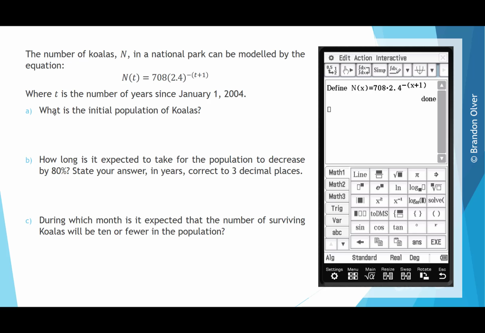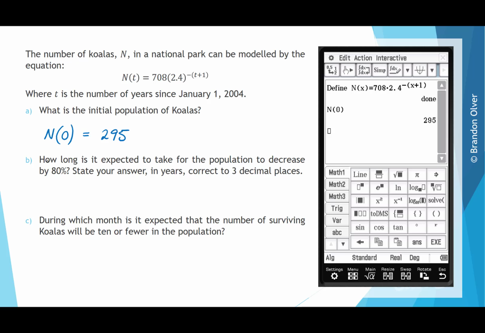For part A, we're asked what is the initial population of the koalas? That's the same as when t equals 0, so we want to evaluate n of 0. So we can drag n of x down and replace x with 0, and hit execute, and it tells us that there's 295 koalas initially. And from the calculator, that is equal to 295 koalas.